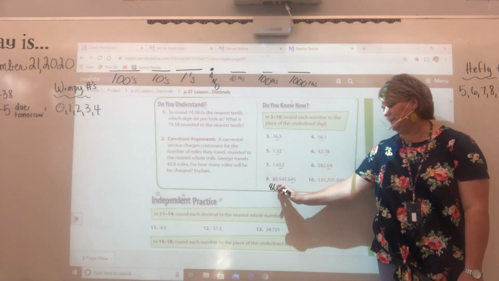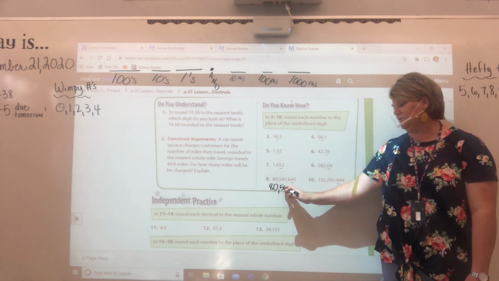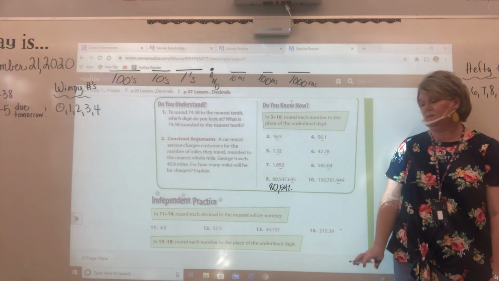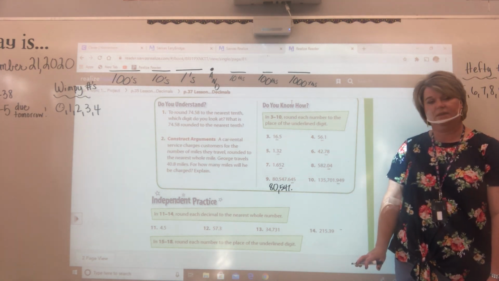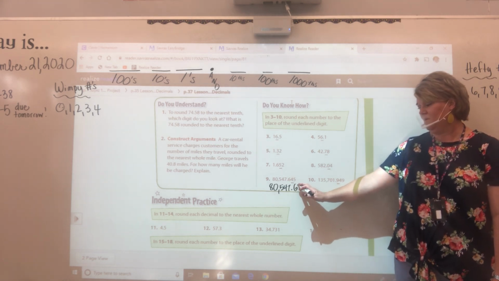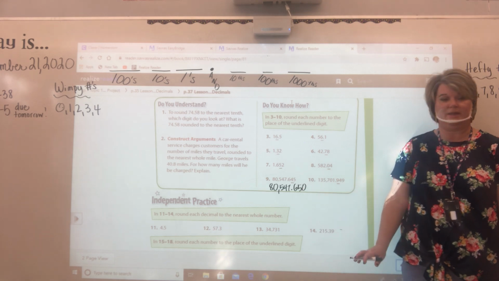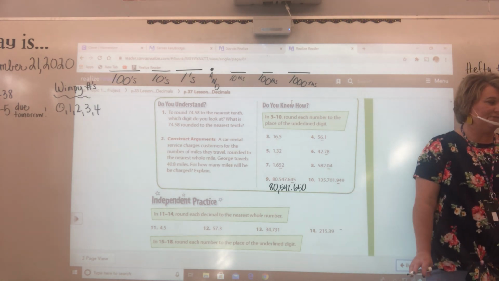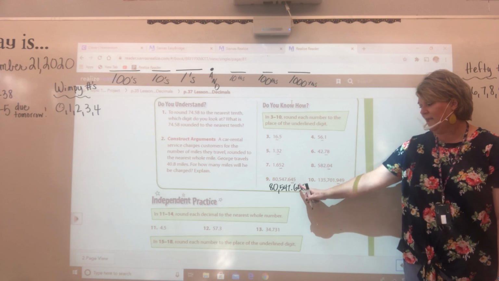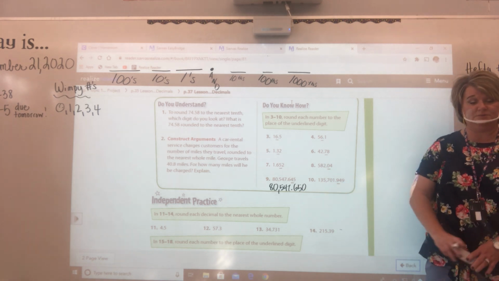So here we go. 80,547 point. I'll get you to that point. Then Colin can tell us what to do with the rest. 650. You are exactly right. 650. The 5 caused that 4 to change to a 5. And from the line to the end, we want zeros.